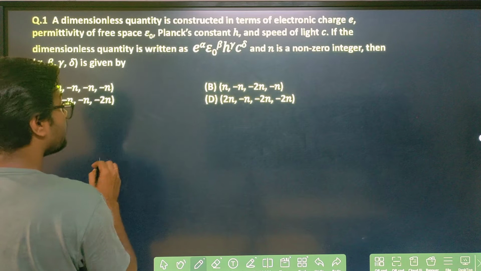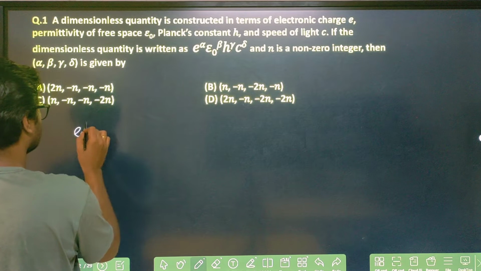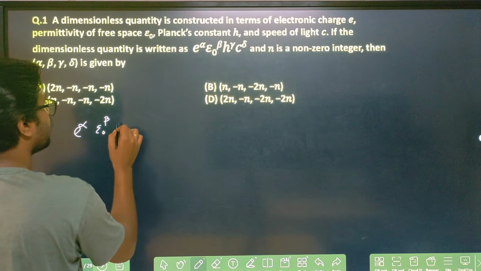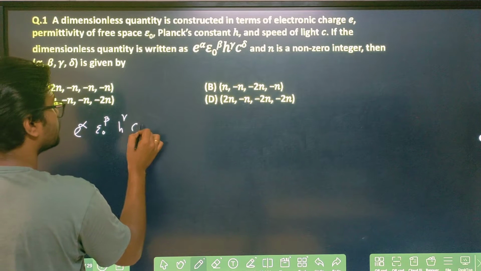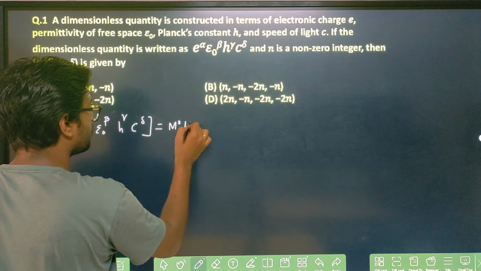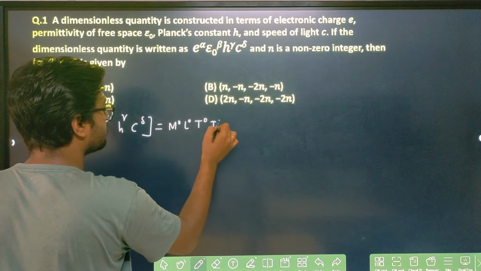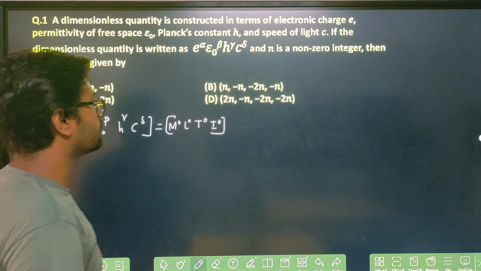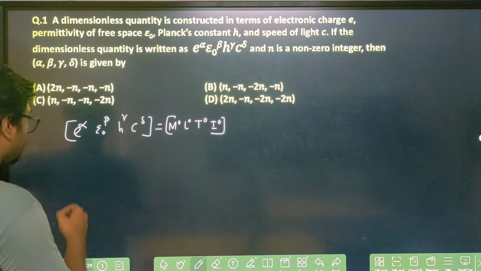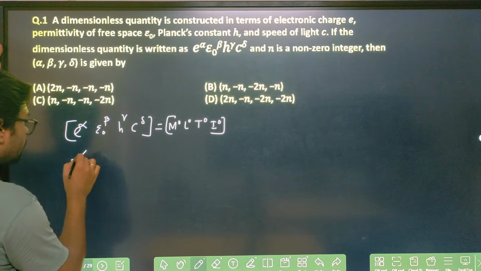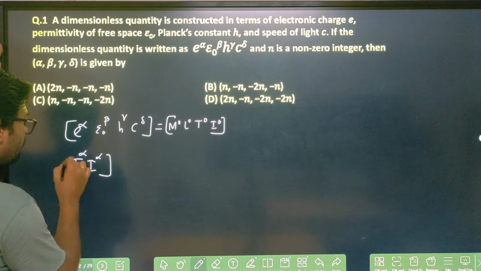Here, e to the power alpha, epsilon naught to the power beta, h to the power gamma, c to the power delta, this full term is dimensionless, that is M0 L0 T0 I0. I am taking I0 because charge is involved. So the charge dimensional formula will be T I, so T to the power alpha, I to the power alpha I can write.